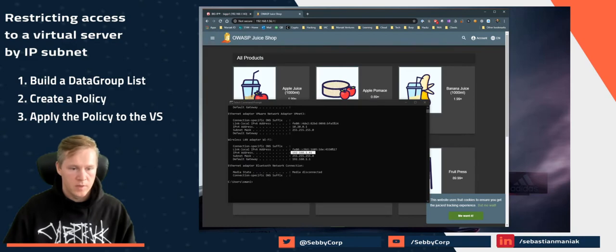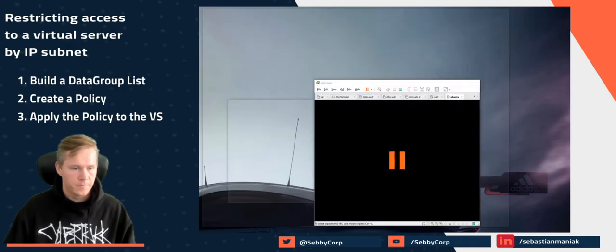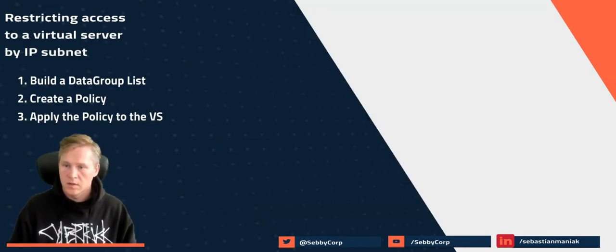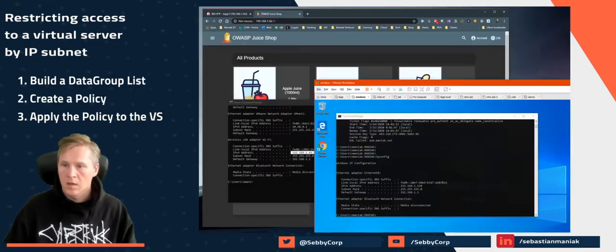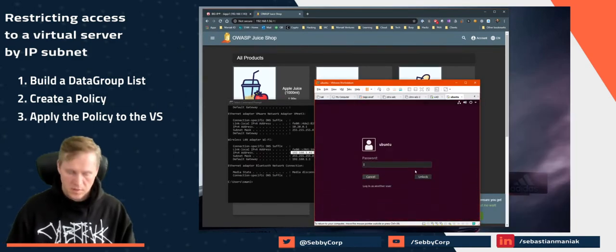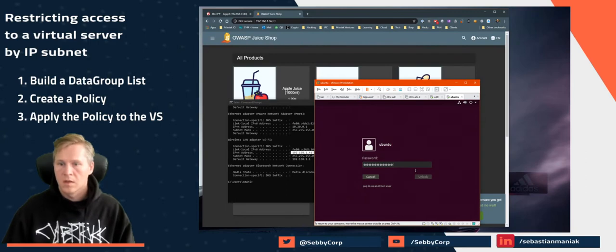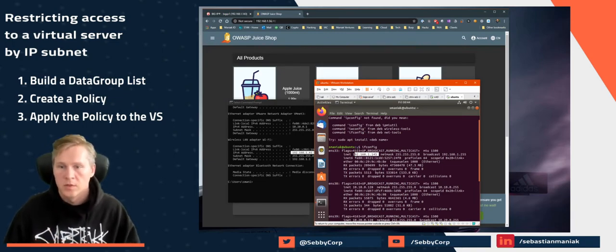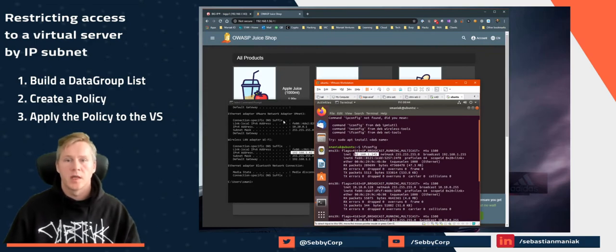We have a Windows server, let's log in, with an IP address of 158. And we also have an Ubuntu server. Let's log in, with an IP address of 145. So what we want to do is block the Ubuntu server and my local machine here. So only the Windows VM can actually access it.